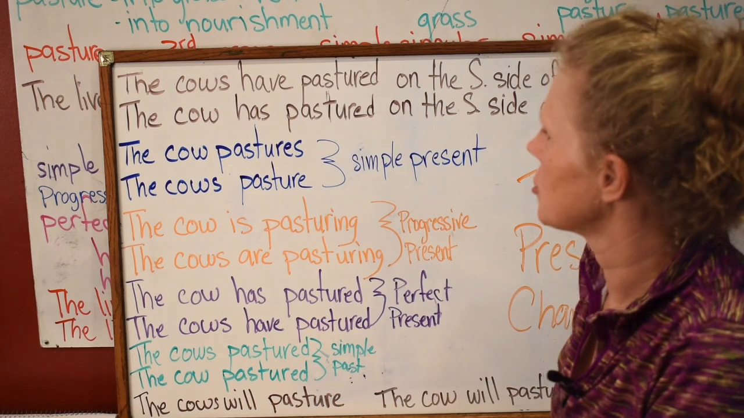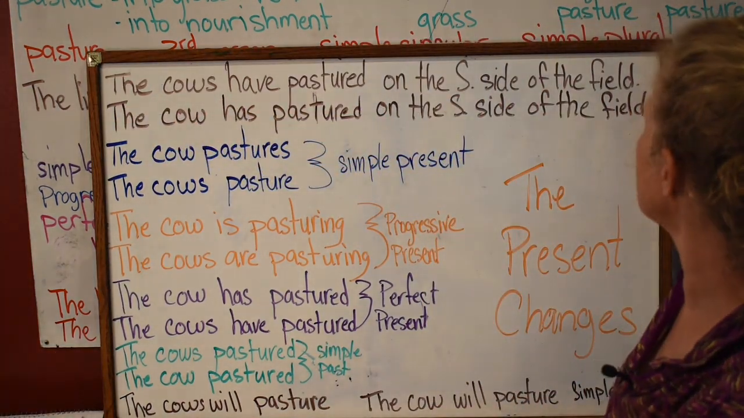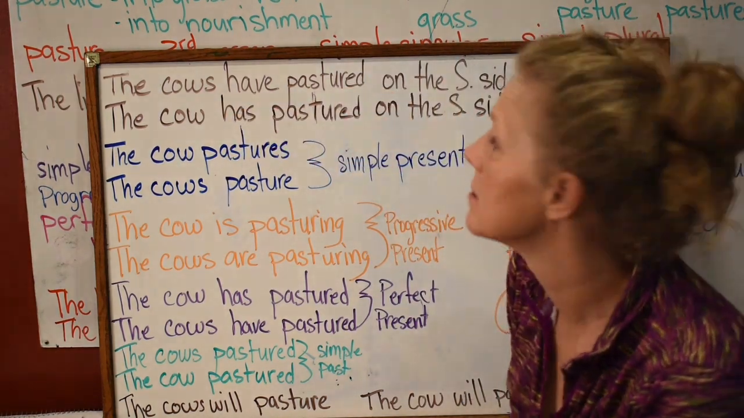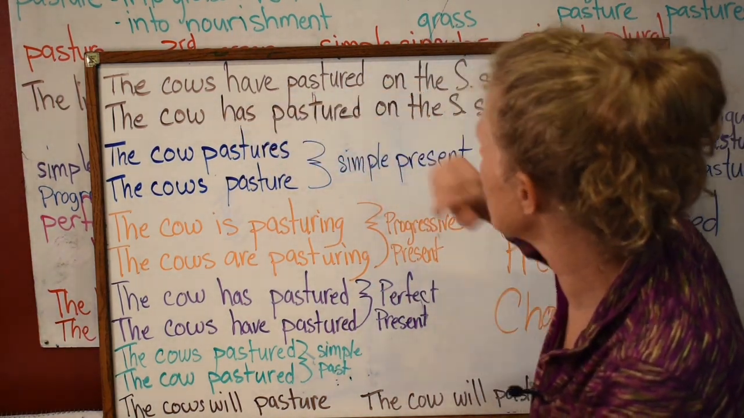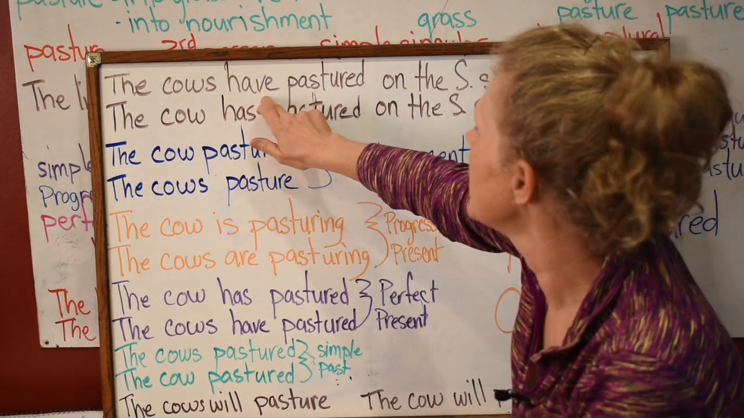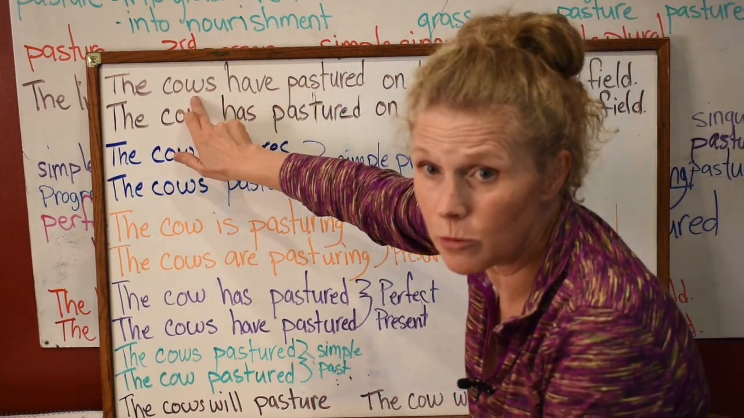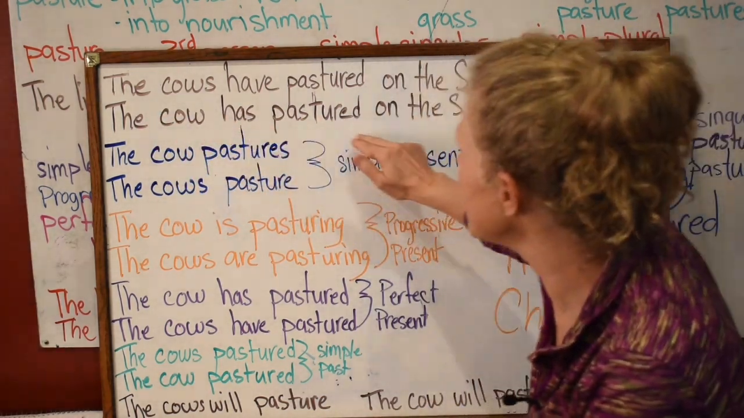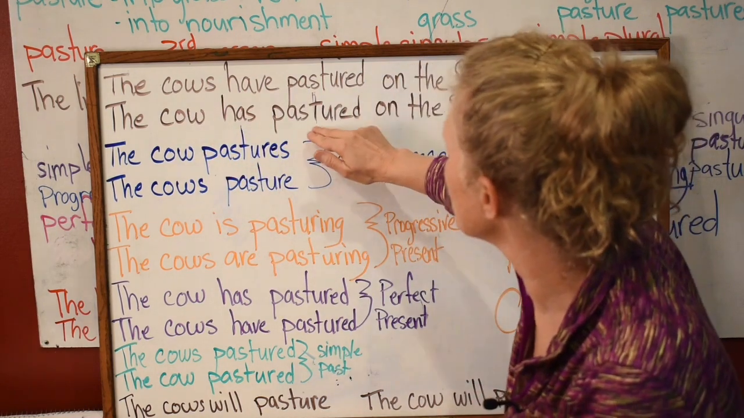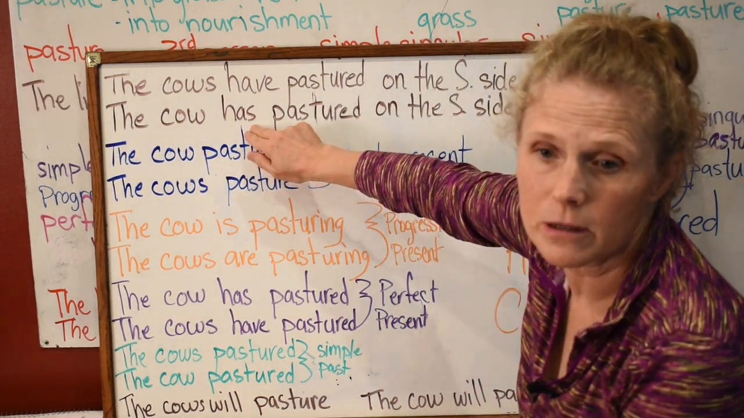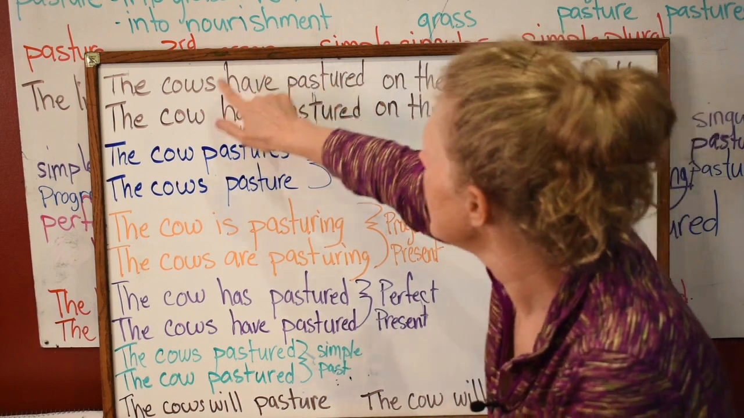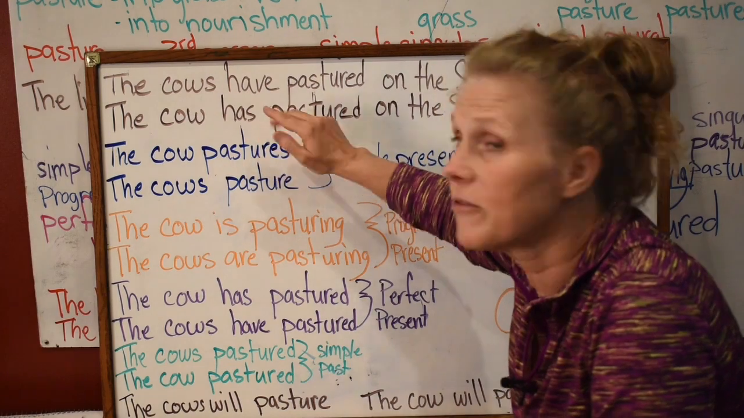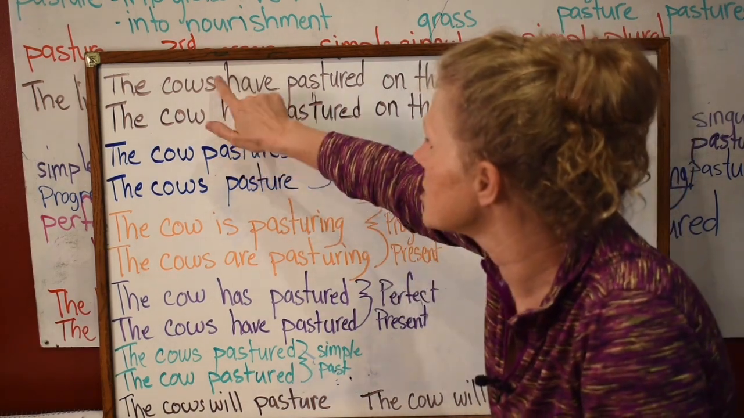Now, look at this. The cows have pastured on the south side of the field. What tense is this? Perfect plural. This have is plural, so that means the cows are plural. The cow has pastured on the south side of the field. What tense is this? It's sitting in your perfect present singular. This matters. If it's going to sit in your present, you need to make sure that you have the correct auxiliary verb to your subject.